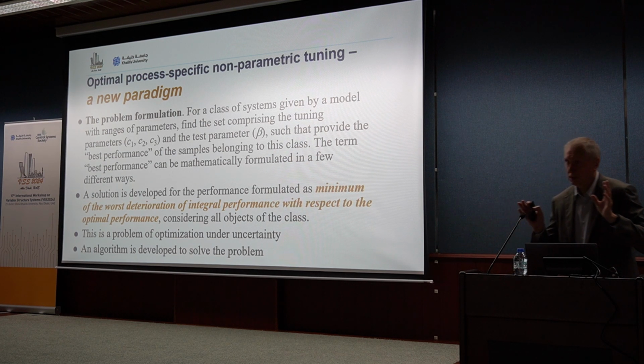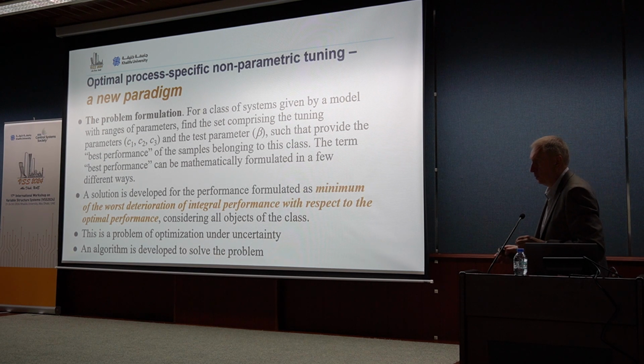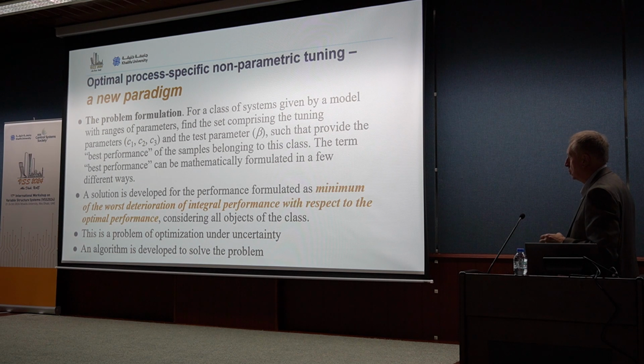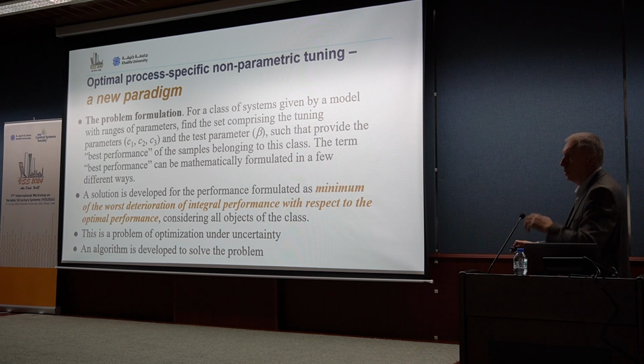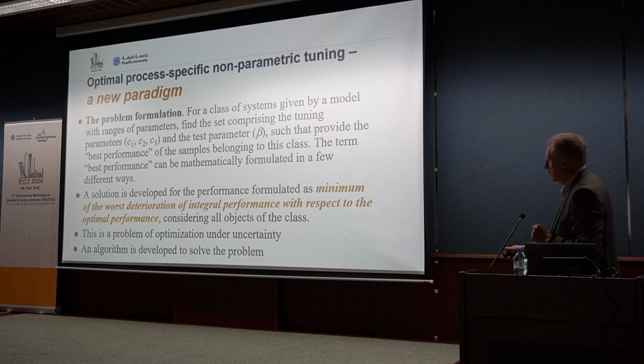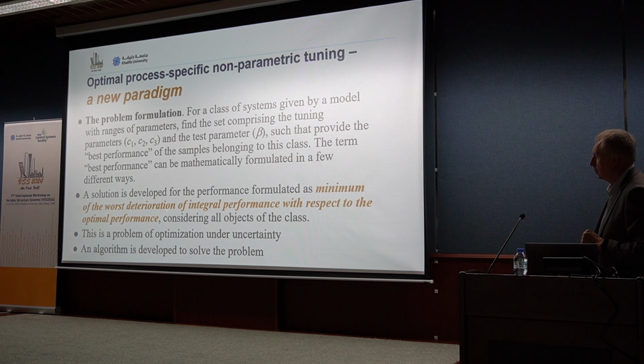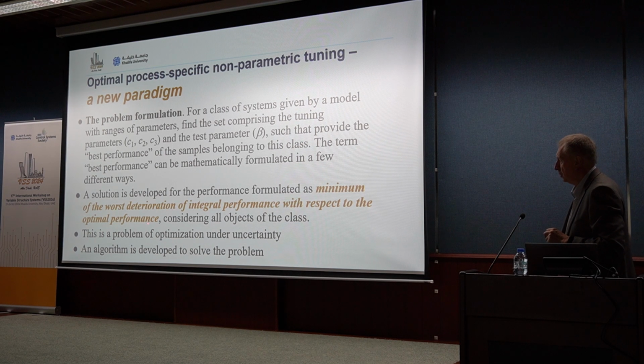This must be a topic of a separate talk, I would say, because it's necessary to explain this concept. But we can first formulate the problem for a class of systems given by a model with ranges of parameters. Find a set comprising these parameters C1, C2, C3, and the test parameter beta, or similar for the two relay controller, also the ratio of two amplitudes, such that provide the best performance of samples belonging to this class. The term best performance can be mathematically formulated in a few different ways. And we formulated it as minimum of gross deterioration of interval performance with respect to optimal performance.